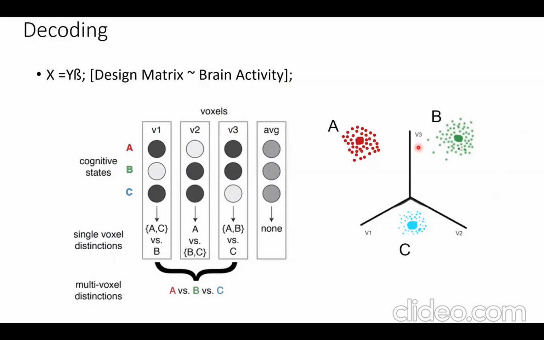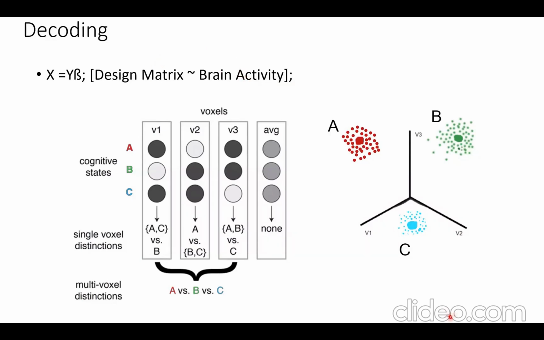So this is the main idea of the decoding models: it turns the question around, because instead of predicting the brain activity based on our conditions, we use the brain activity to predict our design matrix. So we are using the brain activity to predict the conditions.